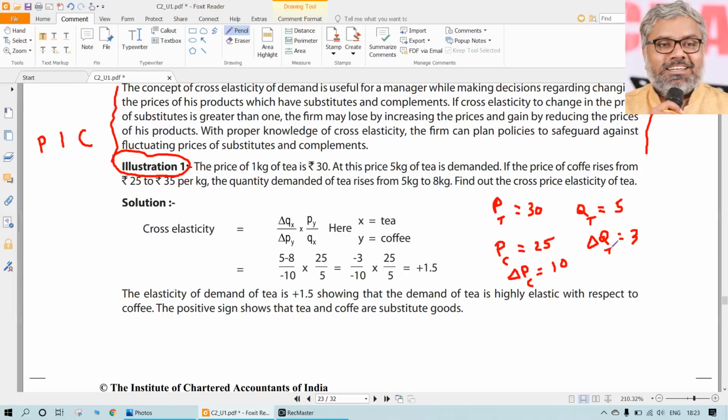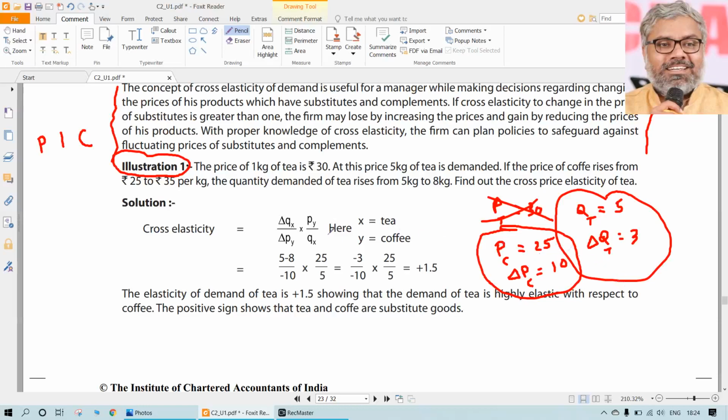So the point is, for cross elasticity what do we need? We need the price of a commodity and the change in the price of that commodity. We have that. We need the quantity of a commodity and the change in the quantity of that commodity. So what is the useless information in this? This is the useless information. That is a point to be noted. If you unnecessarily use this 30 anywhere, it will be of no use. Ultimately the answer will go wrong. So don't use unnecessary information. Identify the relevant information. So price of coffee and quantity demanded of tea is what is in the question. Then you can substitute directly.